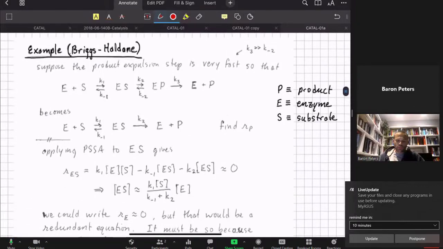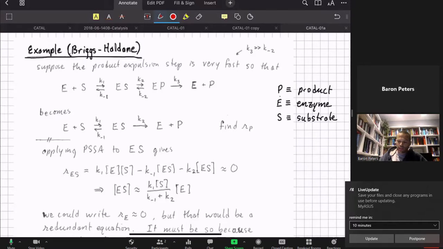to talk about the Briggs-Haldane mechanism of enzyme catalysis. We're going to compare this to the Michaelis-Menten mechanism in a minute. You've probably heard about that one before. But let's go ahead and write the enzyme catalysis mechanism. We have these rate constants written above and below the arrows in the normal notation here. Just to make sure everybody's on the same page.